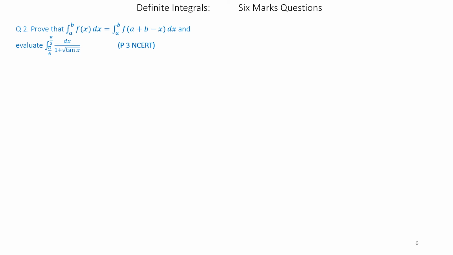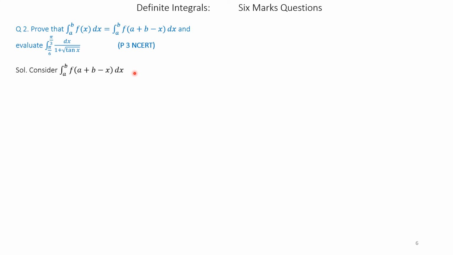Now we'll take up 6 marks questions. Question number 1. Prove that integral a to b of f of x dx is equal to integral a to b of f of a plus b minus x dx. After proving that, evaluate the integral from x is equal to pi by 6 to pi by 3 of dx by 1 plus square root of tan x. This is property number 3 as given in the NCERT book.